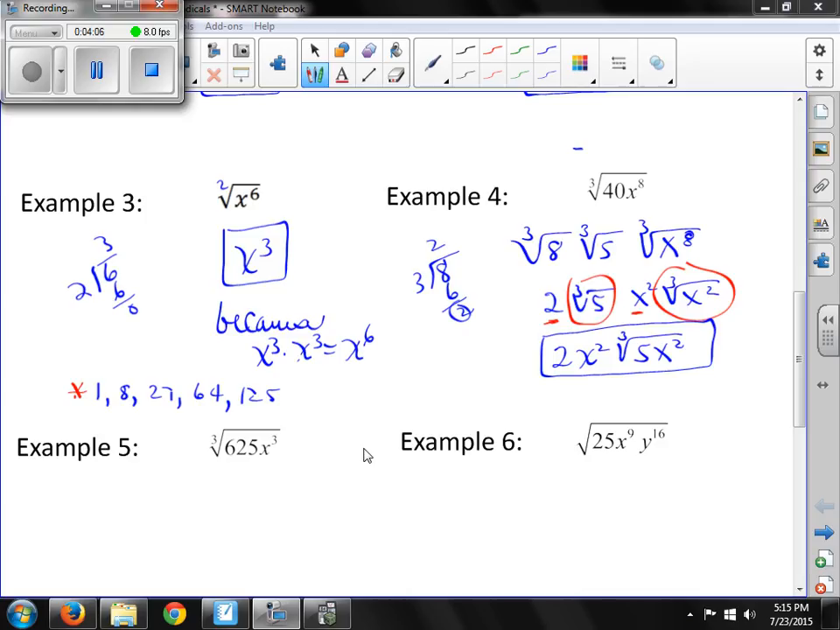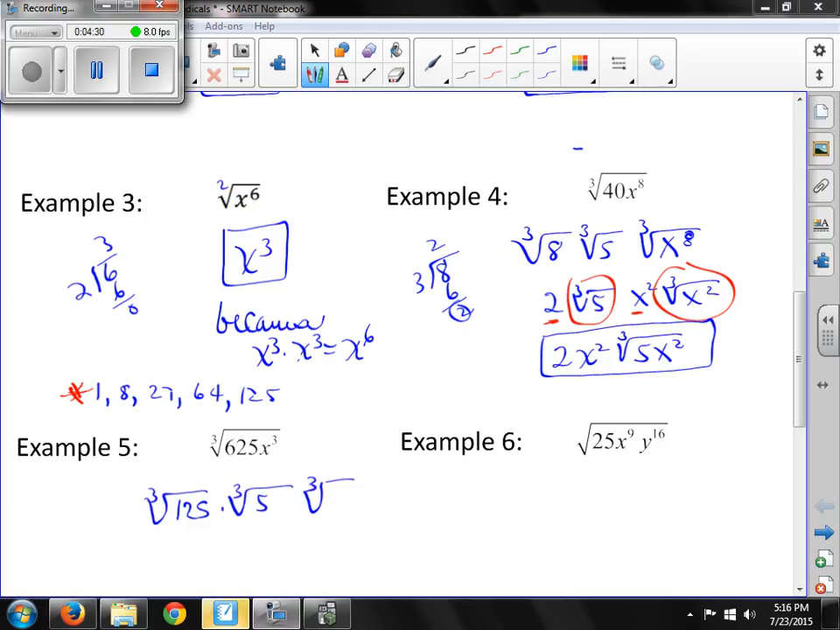Okay, I moved my cube root chart down here so that I could use it because this example 5 has a cube root in it. I'm looking for a perfect cube that will divide into 625, and I believe I see it. It's 125. The cube root of 625 is the cube root of 125 times the cube root of 5.